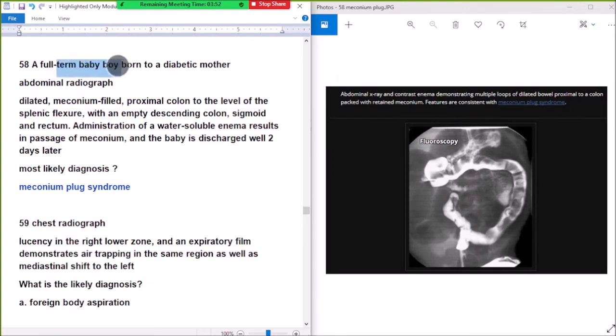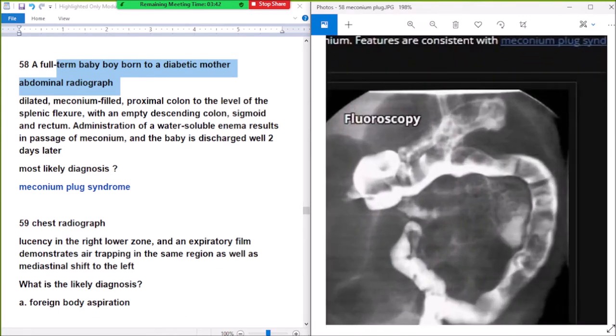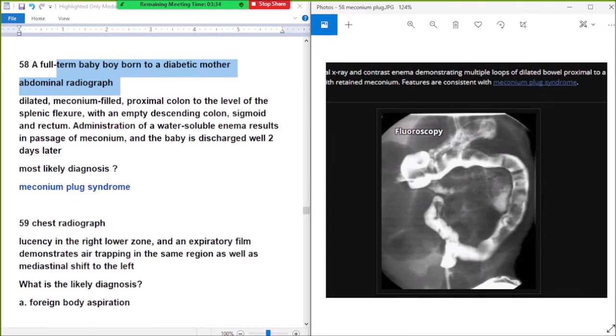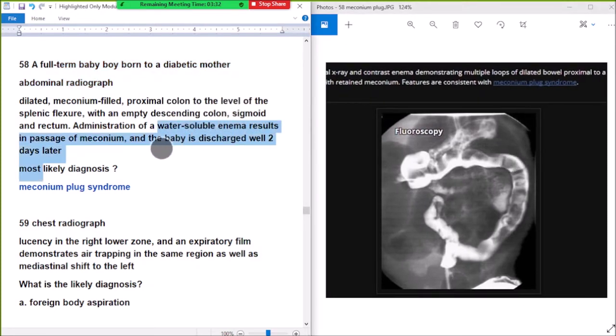58. A full-term baby boy born to a diabetic mother. Abdominal radiograph shows dilated meconium-filled proximal colon to the level of the splenic flexure with an empty descending colon, sigmoid colon, and rectum. Water-soluble contrast enema results in passage of meconium. Baby is discharged well 2 days later, most likely diagnosed meconium plug syndrome.